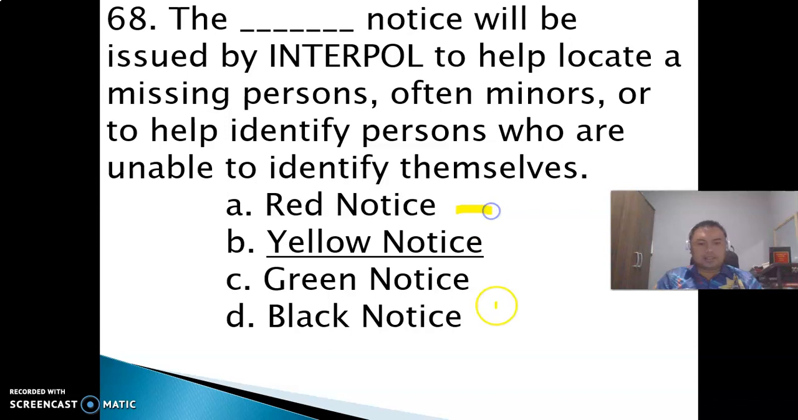Red notice, wanted. Green notice is yung warning and intelligence. No? Yung black kasi is dead body, which is unidentified. Unidentified dead body. Ayan yung black notice.